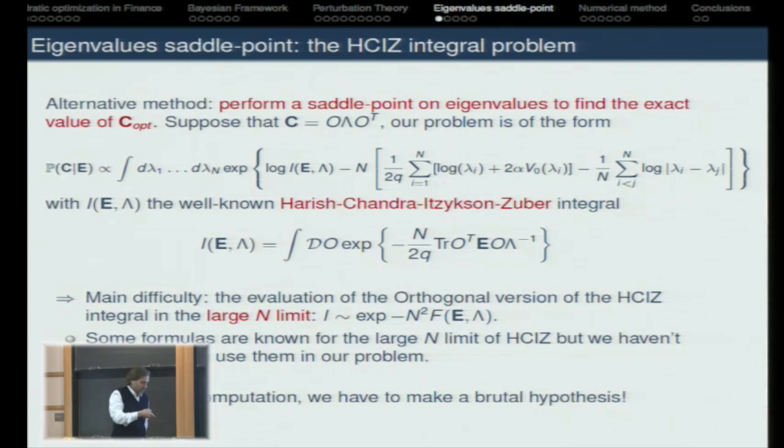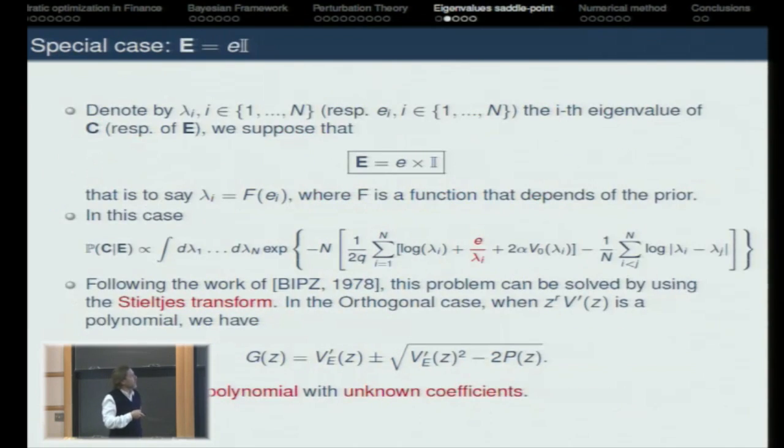So in order to get somewhere with this technique, we have to solve a much simpler case, when E is proportional to the identity. I say, well, the only case I can compute is when E is proportional to the identity, and I'll get some analytical results.